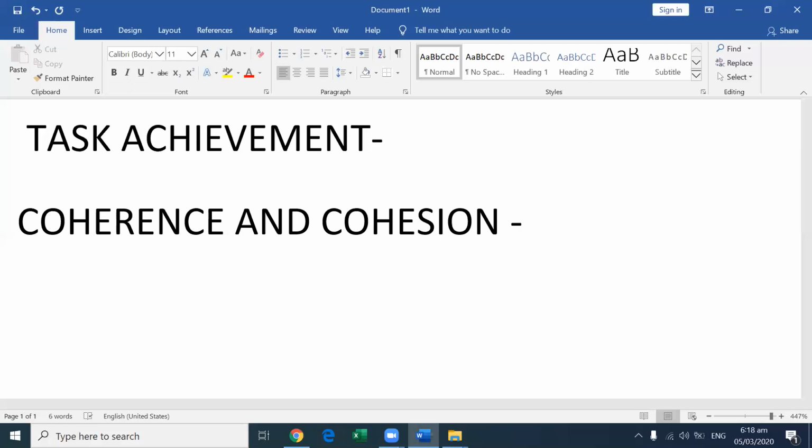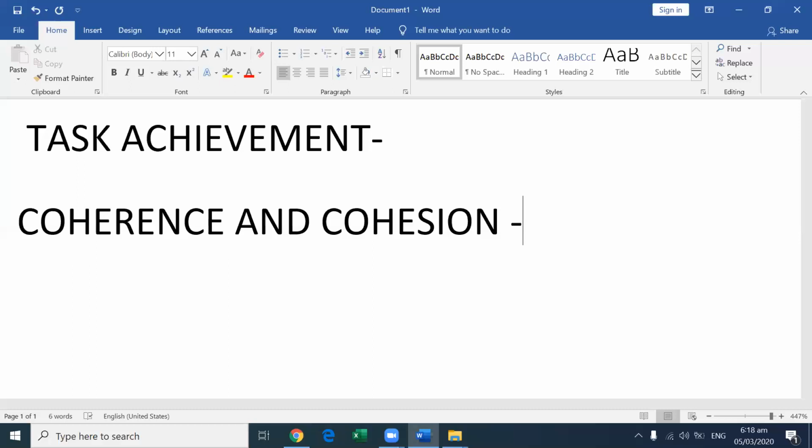When I say coherence and cohesion, that is basically your transition from one sentence to another or from one paragraph to another. So you need to be able to emphasize the relationship, the connection between those different ideas within your paragraph, or from your paragraph one to the next paragraph.